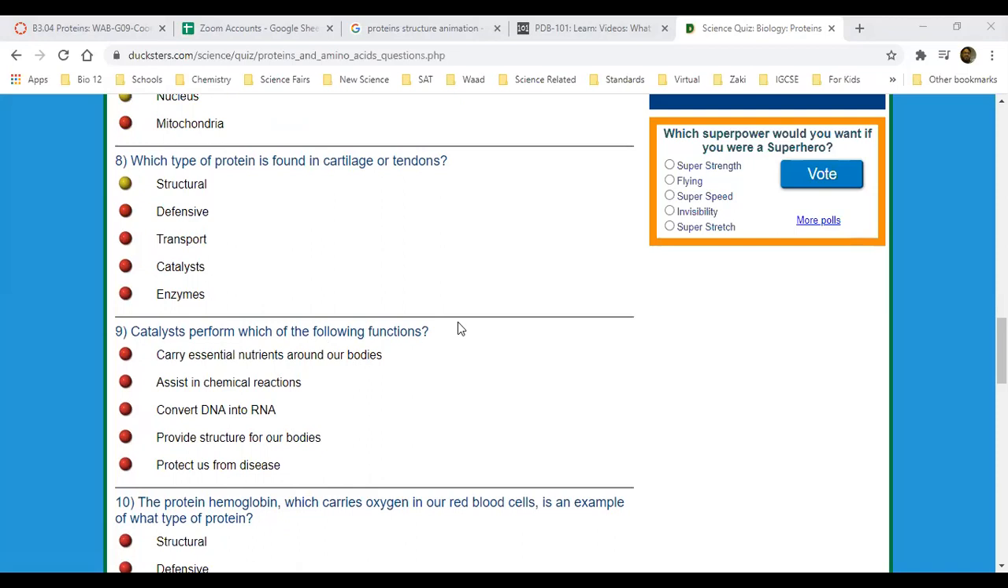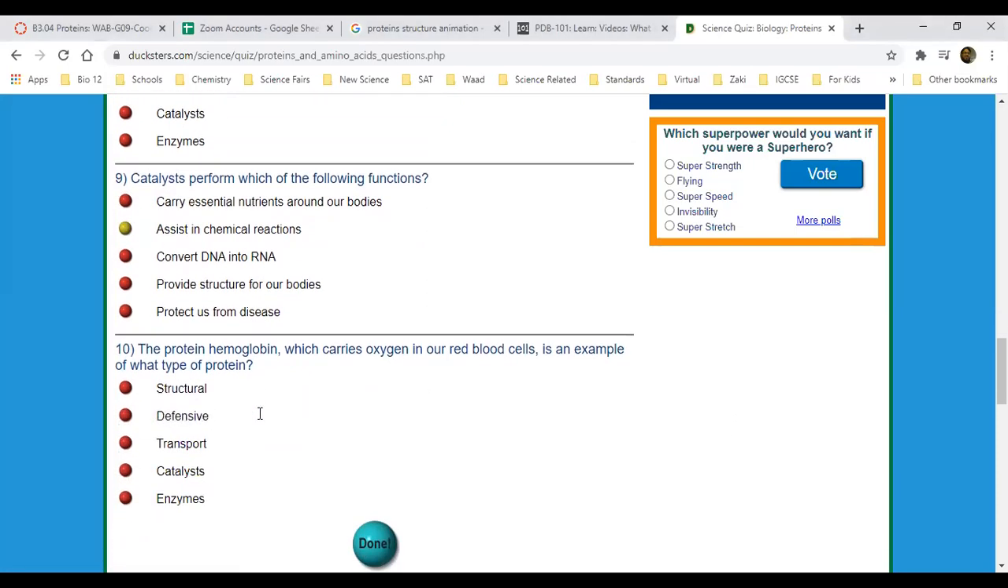Catalysts perform which of the following functions? Your younger siblings? Yeah, okay. He's reading also. All right. Catalysts perform what kind of function? Convert DNA into RNA. If you remember, catalysts and enzymes have the same job. Carry essential nutrients. No. Assist in chemical reactions. Finally, so this is correct. And the last one?